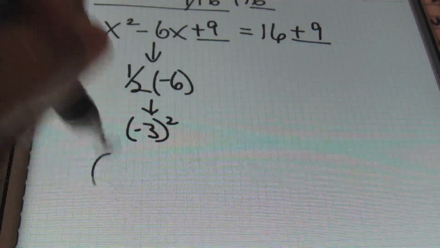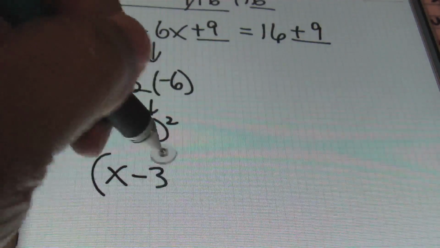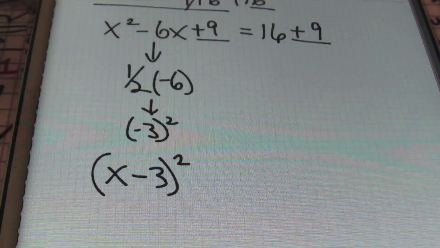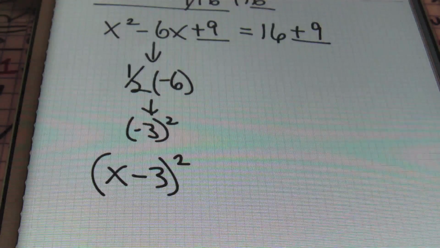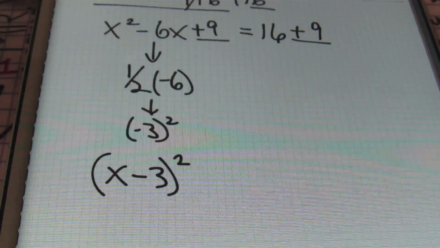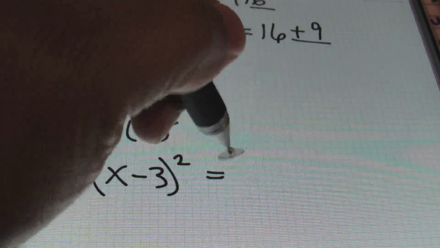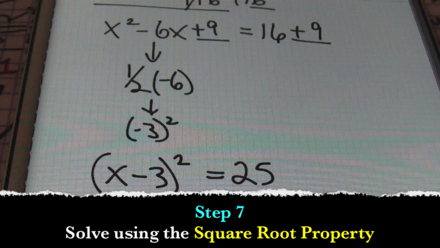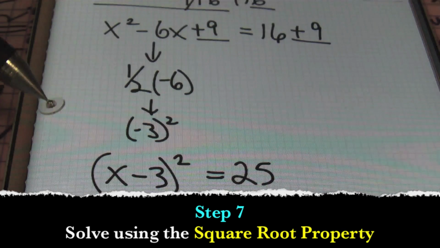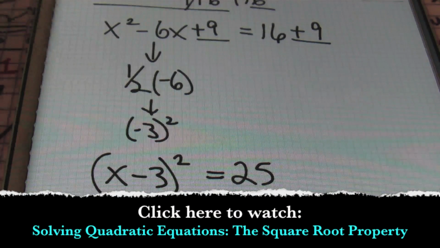I'll have my variable x inside of parentheses, then my value of negative 3 goes inside as well, and it's going to be squared. That's right, x minus 3 squared is equivalent to x squared minus 6x plus 9, in other words that perfect square trinomial. And on the right side, ladies and gentlemen, all you have to do is just add 16 plus 9, and that gives you 25. Once we have this step, all you do from there is just simply use the square root property. So check out our video on solving quadratic equations using the square root property, and you'll know precisely how to solve this problem.